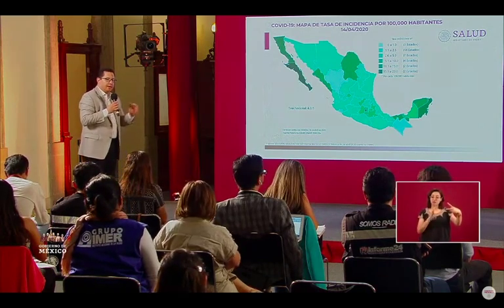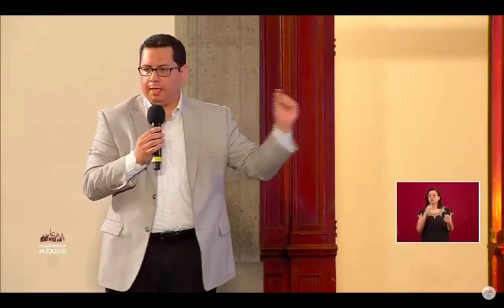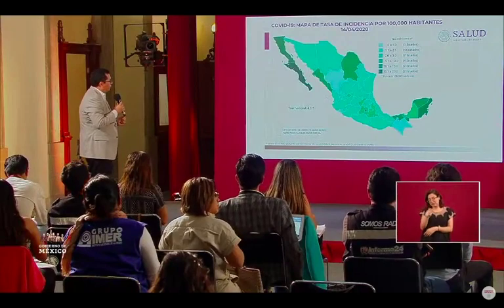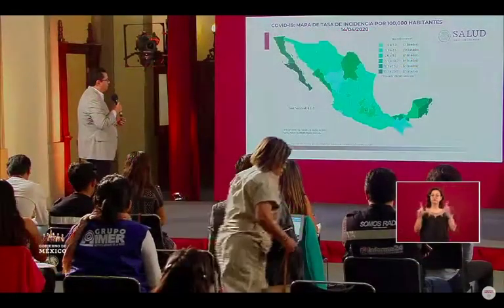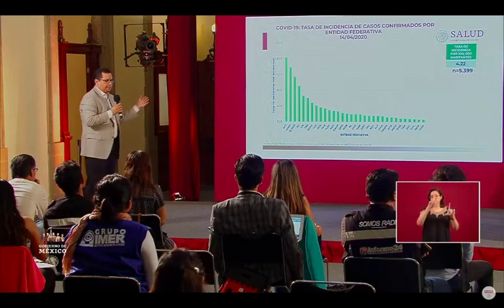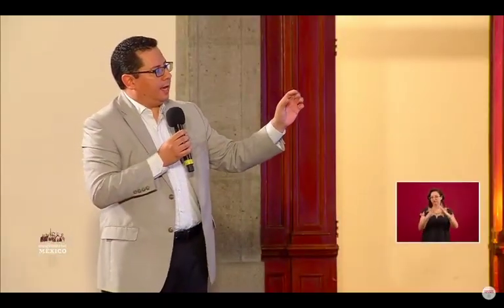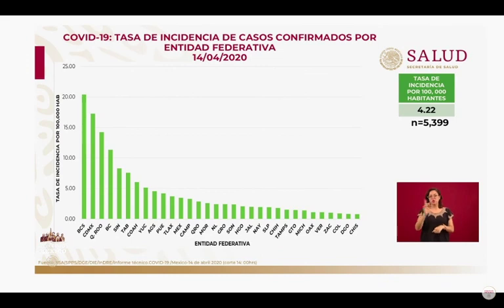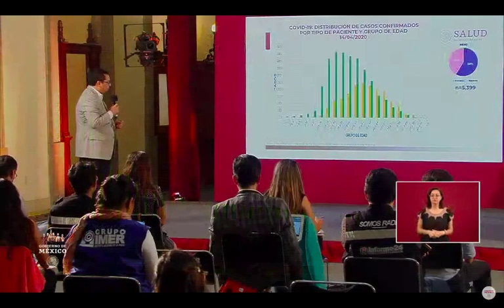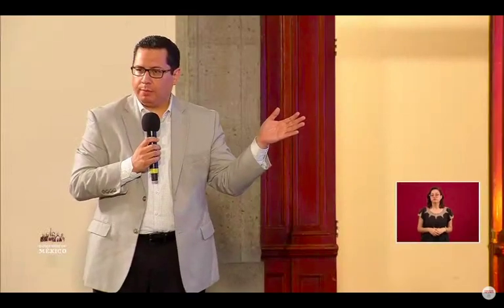the southeast region states, Quintana Roo, Campeche, and Yucatan, as well as the northern states like Baja California and Baja California Sur, they are being more affected than other states, and of course the Mexico Valley area is also being affected greatly. Here we can take a look at that same incidence rate, but represented in a bar graph. And the average incidence rate of the whole country is 4.22 cases per 100,000 inhabitants.